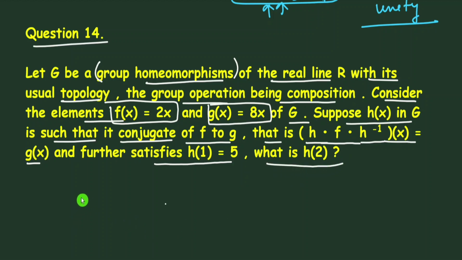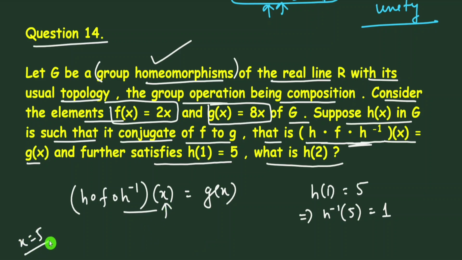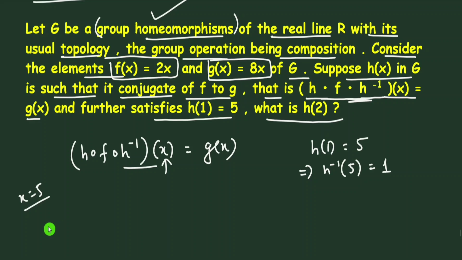So the given data is h(f(h^{-1}(x))) equal to g(x), and since it is given that G is a group of homeomorphisms, that means h inverse exists, and also we use in this question that h(1) is equal to 5. Since h inverse exists, we can write h^{-1}(5) equal to 1. Now we put x equal to 5 in this equation. In this question no concept of topology will be needed.